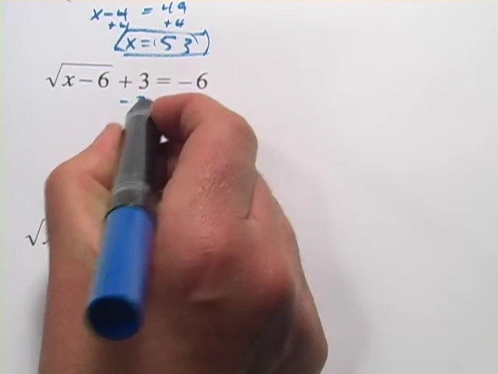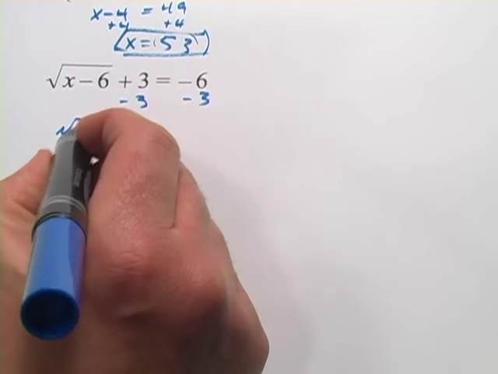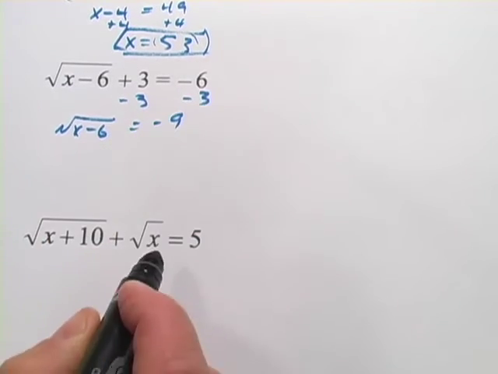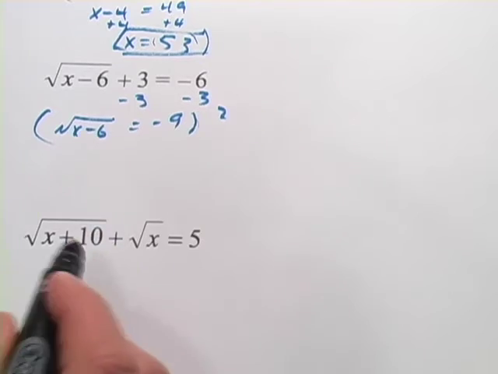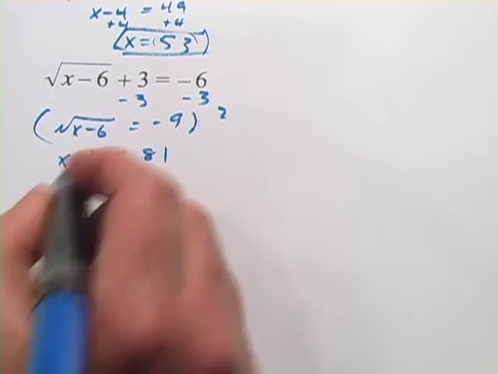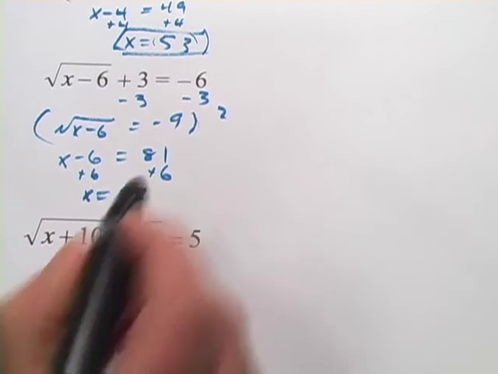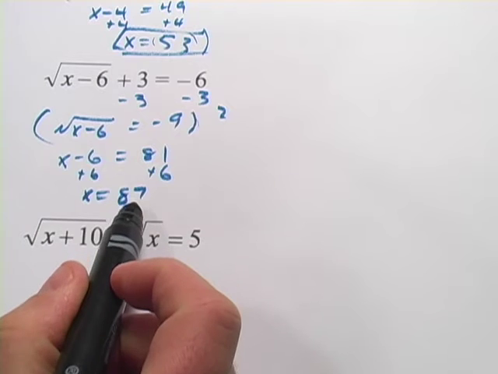We're going to get the square root part alone by subtracting 3. So we get square root of x minus 6 equals negative 9. Then we'll go ahead and square both sides. We'll get x minus 6 equals 81. And then add 6 to both sides. And we get x equals 87. Again, at this point, you're going to want to plug it back in and check.